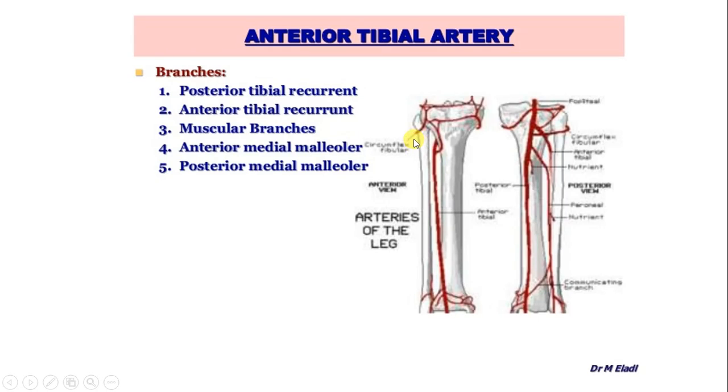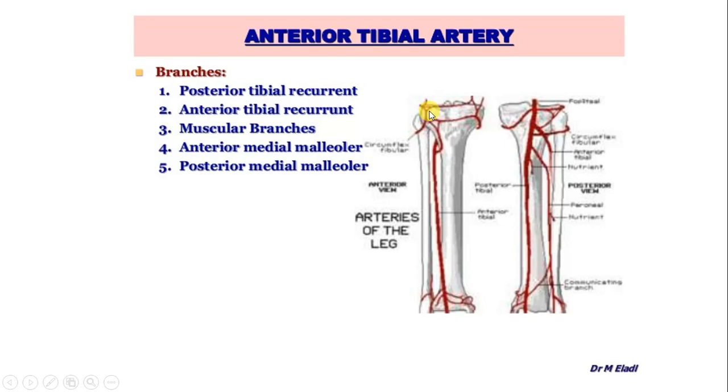So branches of the anterior tibial artery, we can appreciate here: posterior tibial recurrent, then anterior tibial recurrent, then the muscular branches, and lower down the medial and lateral malleolar arteries. Very simple. So what we understand is that these recurrent branches, anterior and posterior tibial recurrent branches, will take part in the anastomosis around the knee joint with the genicular branches of the popliteal artery.